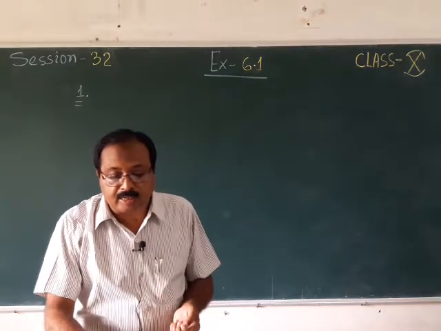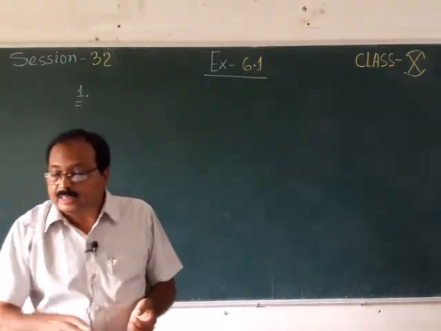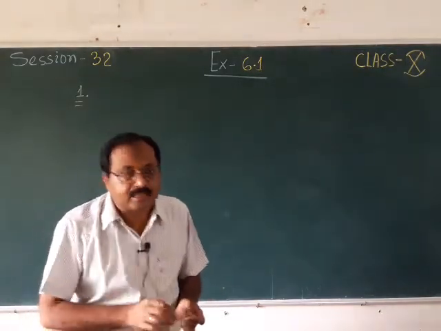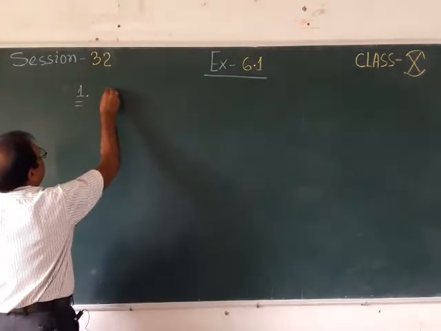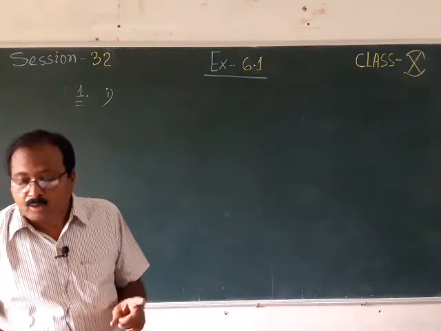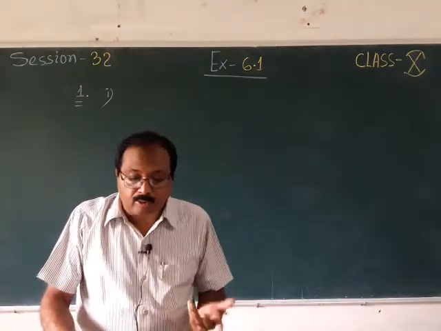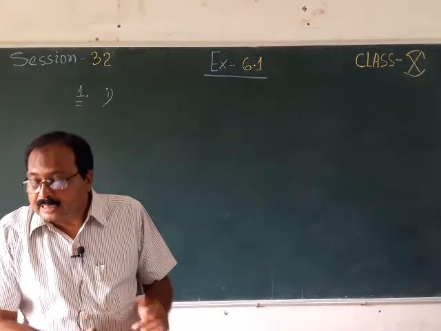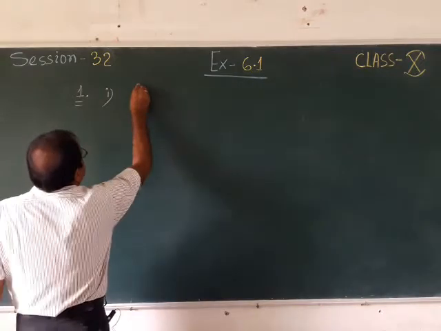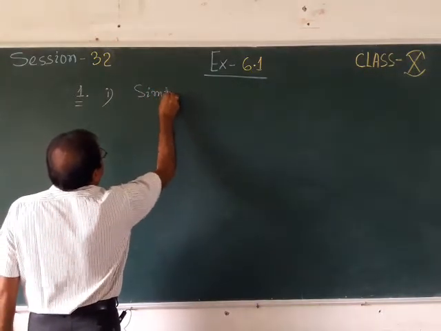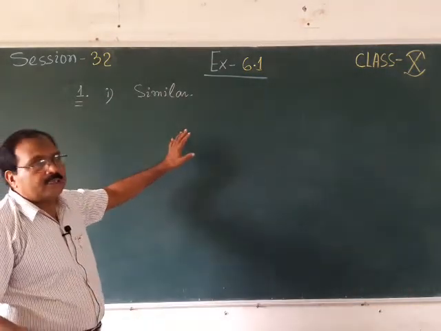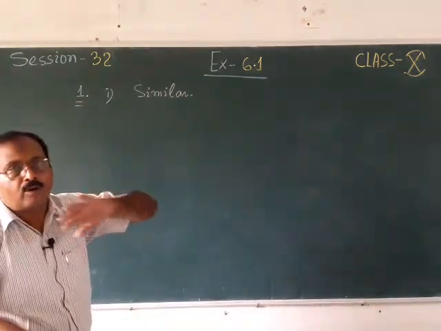Fill in the blanks using the correct word given in brackets. All circles are dash. What answer will you write in number 1? All circles are, the options given there are congruent and similar. What will you write? All circles are similar. So you need to select similar here. We have seen that two circles are always similar.